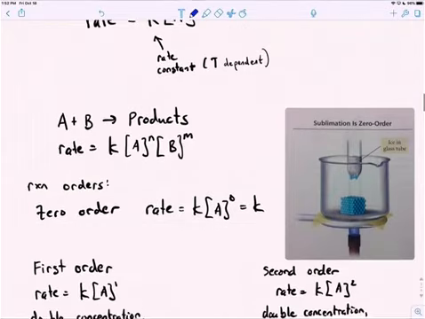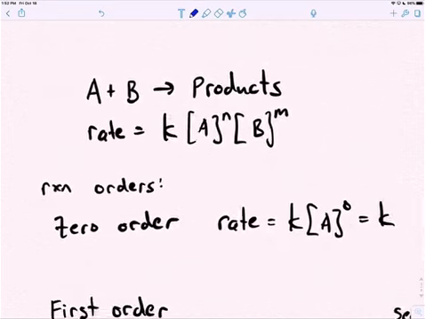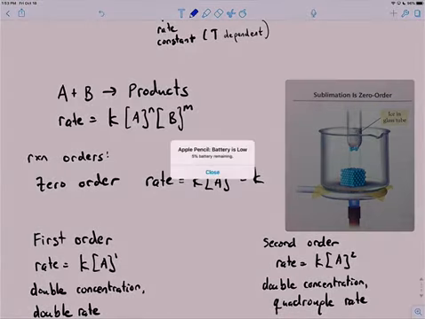So that's one reactant. What about 2 reactants? We have A plus B goes to products. Then the rate law is going to be rate is equal to some constant, the rate constant, times the concentration of A raised to some power, concentration of B raised to some power. In this case I put N and M. They can be the same, they can be different.